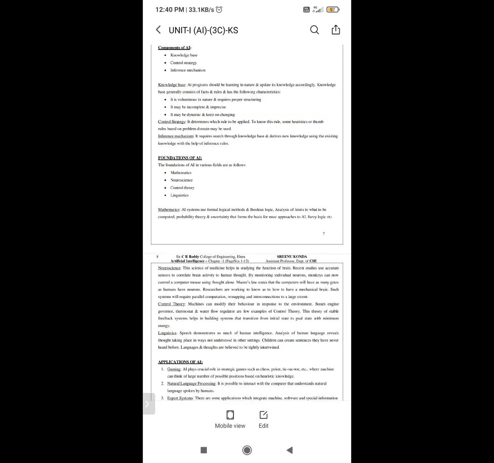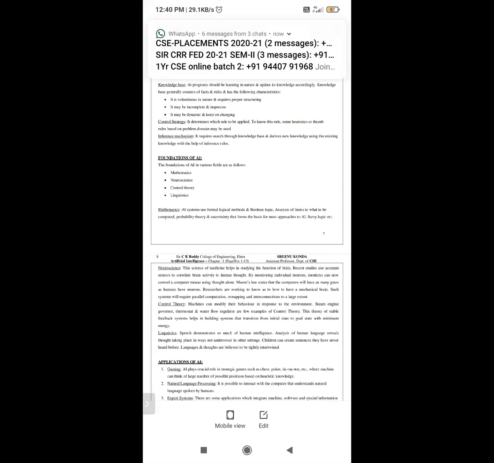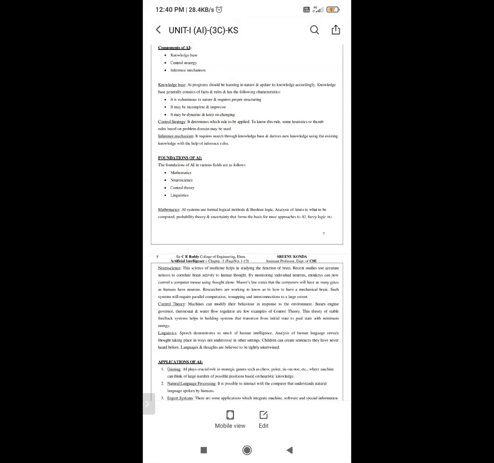Right? Let's come to the next one, that is control theory. So you can use this in control theory also. In this, machines can modify their behavior in response to the environment. That means, based on the environment, the machine changes its behavior.